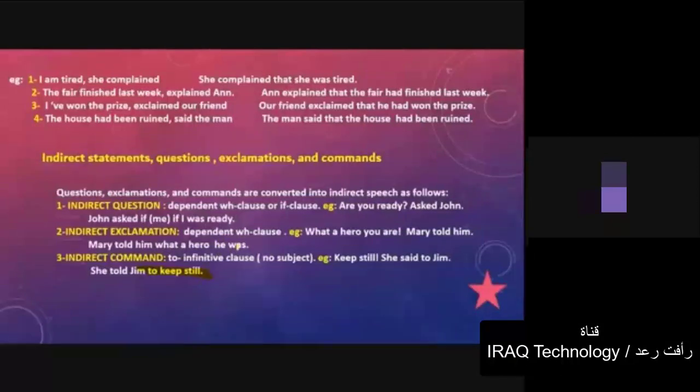Earlier we said the first and second person pronouns change to third person. Everything in the present changes to past, and we remove the exclamation mark. For an indirect command we use the to-infinitive clause without subject. We said a command always comes without a subject. Keep still, she said to Jim: stay seated, don't move. She told Jim to keep still. Clear? Yes, Miss. Thank you.